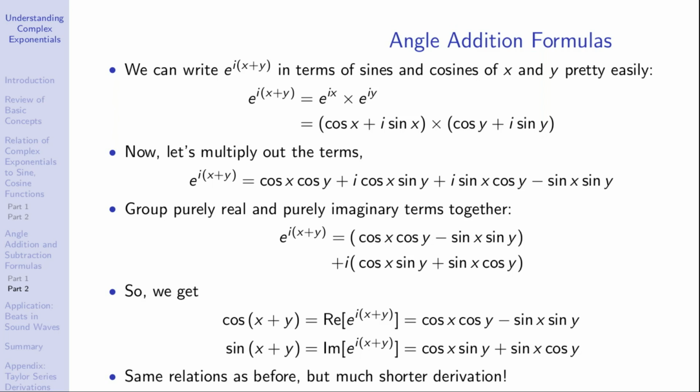Similarly, the sine of (x plus y) is equal to the imaginary part of e to the i(x plus y). And so that's equal to the cosine of x sine of y plus the sine of x cosine of y. And these are the same relations that we got before, but the derivation has been much shorter.